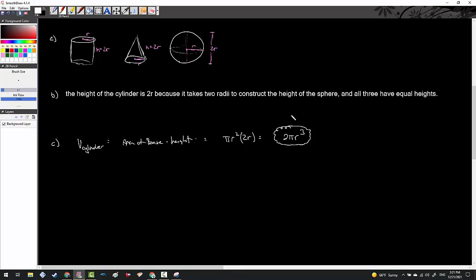And so here comes the part that I need you guys to kind of believe me on here. We know that the volume of the cone is equal to 1/3 times the volume of the cylinder, which is going to be 1/3 times 2 pi r cubed, which is going to be 2/3 pi r cubed. So that's the volume of the cone right here.